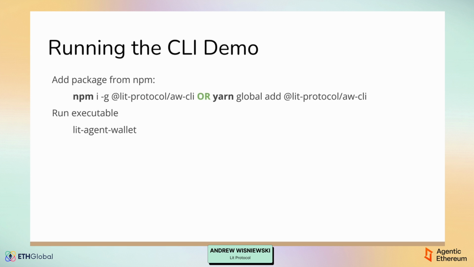And then CLI demo. So we'll add the package from NPM. The CLI is just a simple demonstration of how you can use the Lit Agent Wallet package, kind of the first use case of it. So we'll add the package from NPM, and then we'll run the executable lit-agent-wallet. And next we'll go into the demonstration of that.